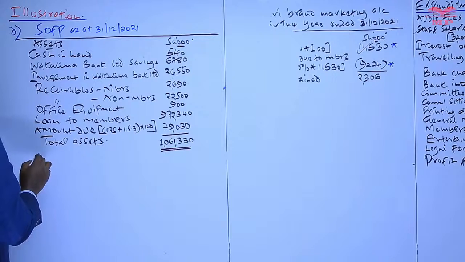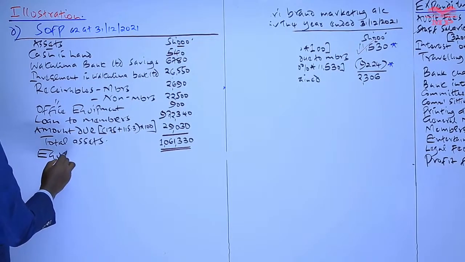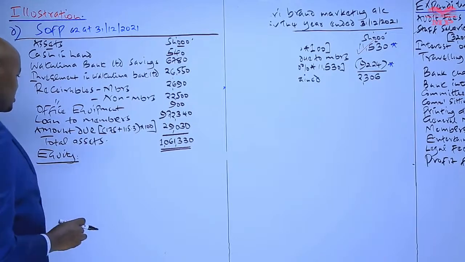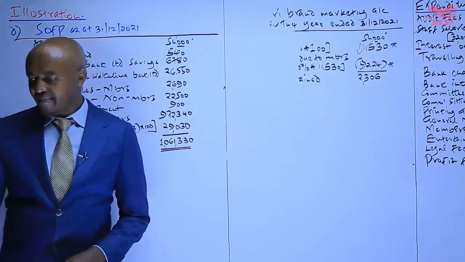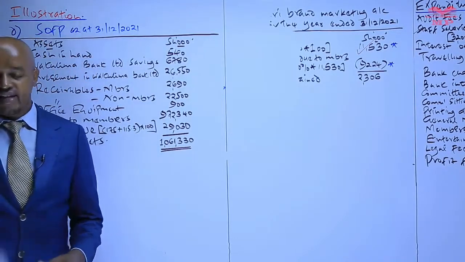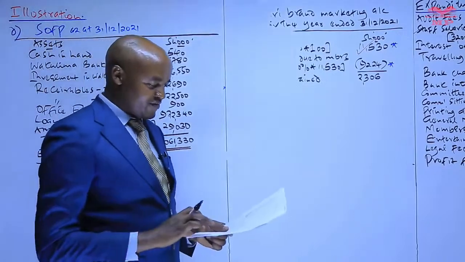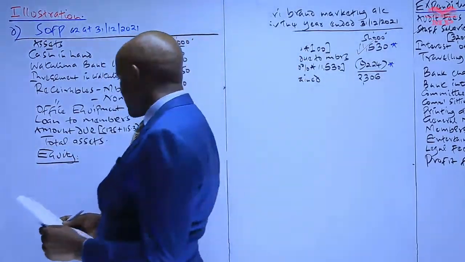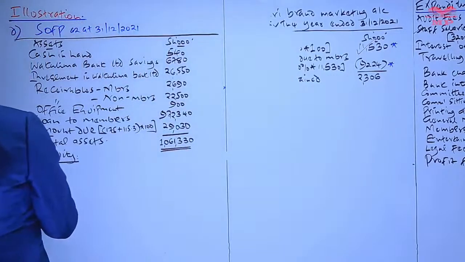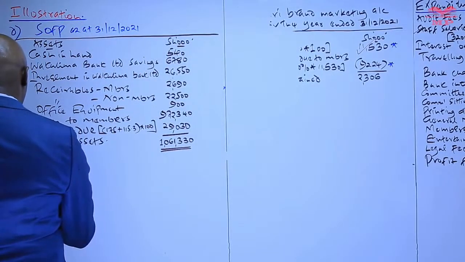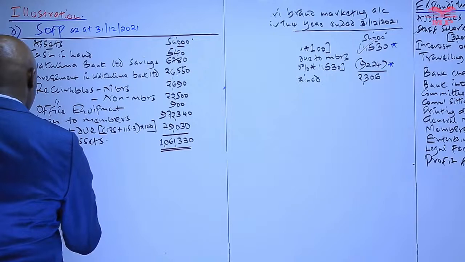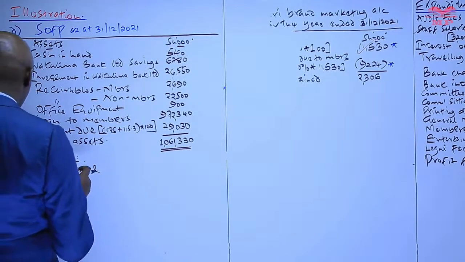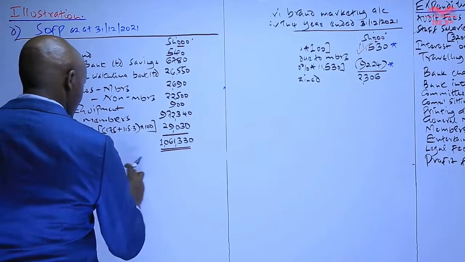Next, we record equity. Equity comprises share capital, members' deposits, plus the various items of reserves, all of which have a credit balance. So let's start by recording the share capital of this cooperative society that is given in the trial balance. Share capital is given as a figure of 900.